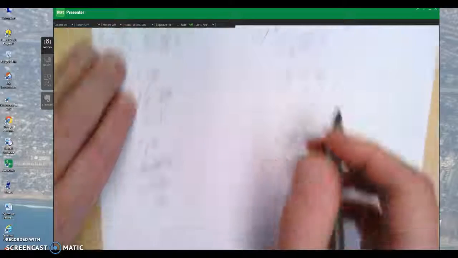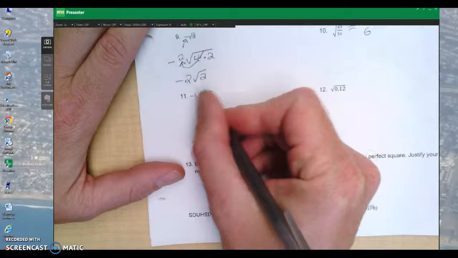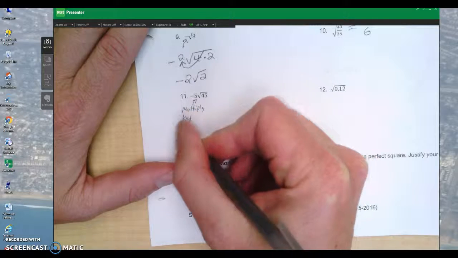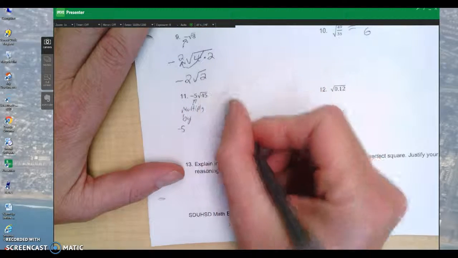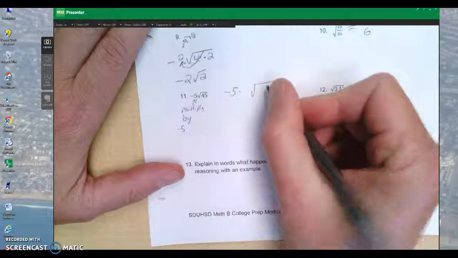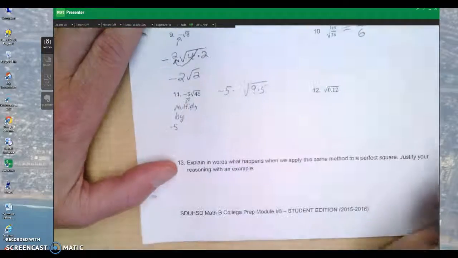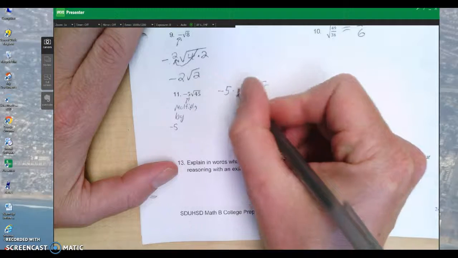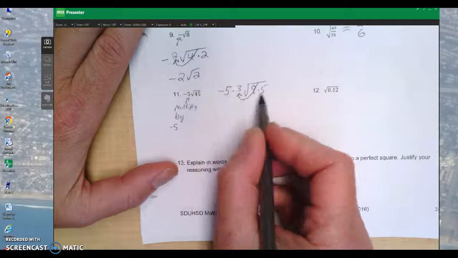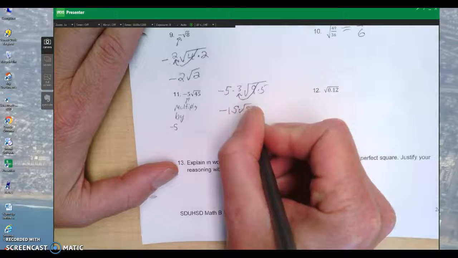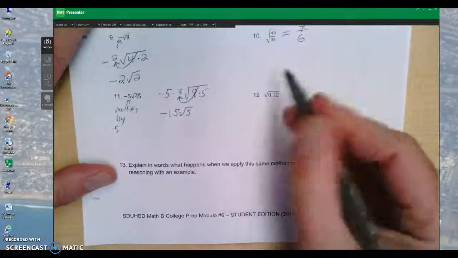Okay, last two on this page. 45. So all this means is take whatever this is and multiply by this number. Multiply by negative 5, whatever this is. So negative 5 times, let's see, the square root of 45 is 9 times 5. This guy's a perfect square, so bring out the square root of 9, which is 3, so just multiply that, leave that. Negative 15 radical 5.